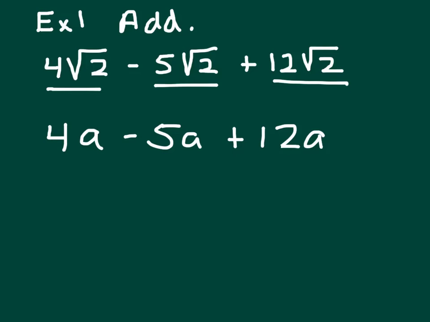So all 3 terms are like terms. So I'm just going to add and subtract them. So I have 4 of these minus 5. Let's see, 4 minus 5 is a negative 1. And then a negative 1 plus 12 gives me 11 of the radical 2's. And I've simplified the expression, or in other words, I've added these terms. So all 3 of these terms were like terms because they have the same radical, which is a radical 2.